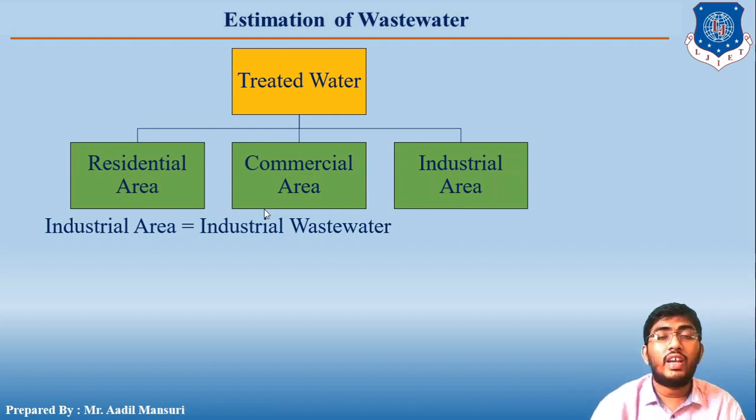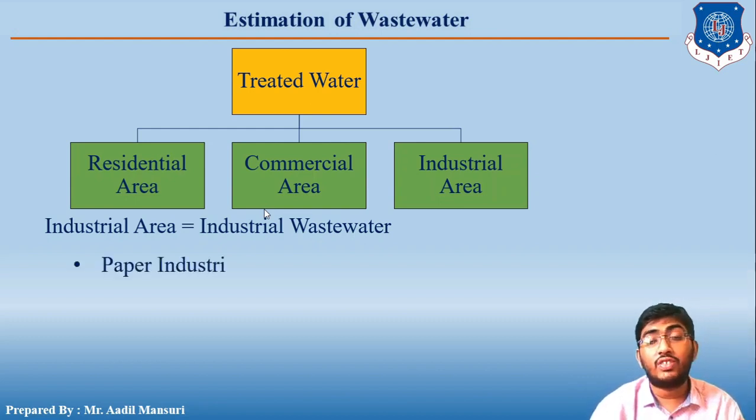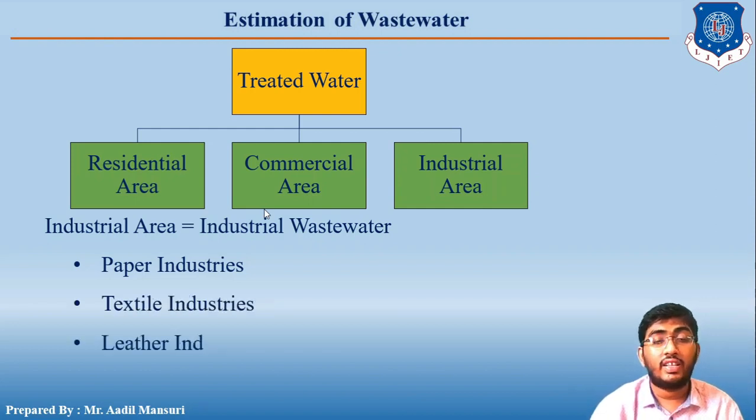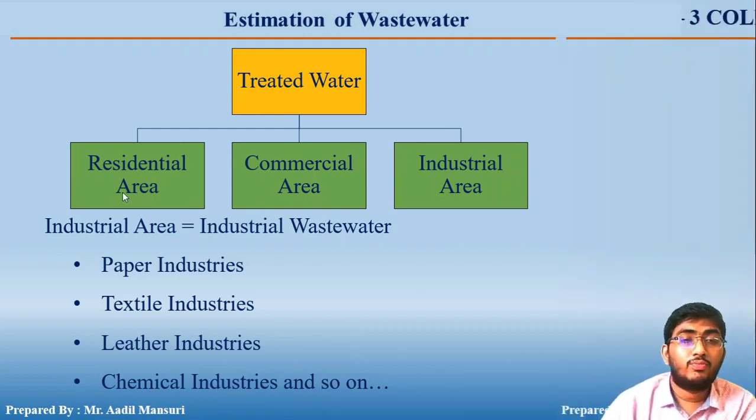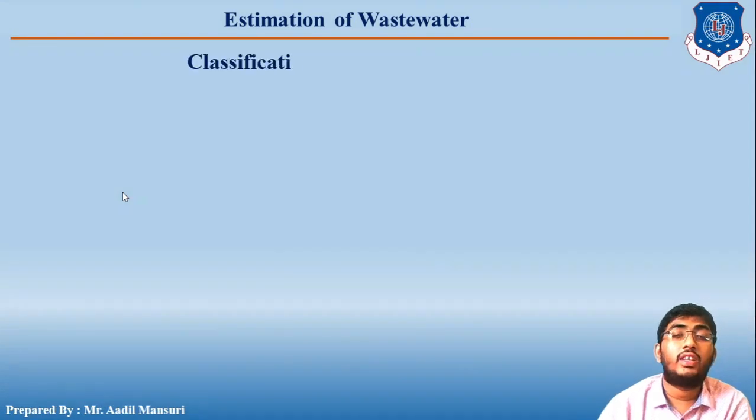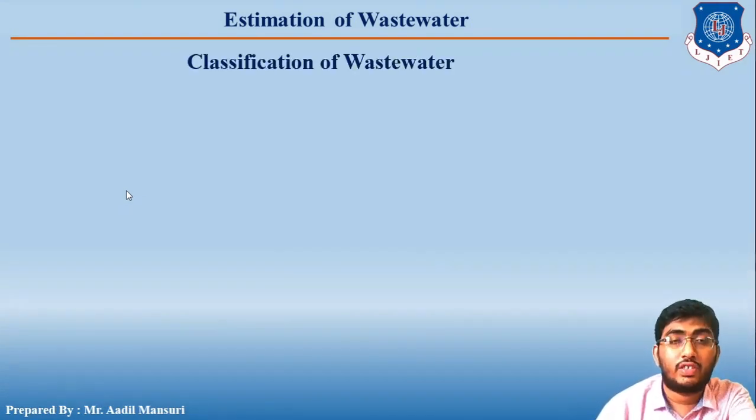Some examples of the industries which generate this industrial wastewater are the paper industries, then textile industries, then leather industries and the chemical industries. These are a few examples of the industries which generate the industrial wastewater. Understood? Okay, so let us move ahead and start with the classification of the wastewater.